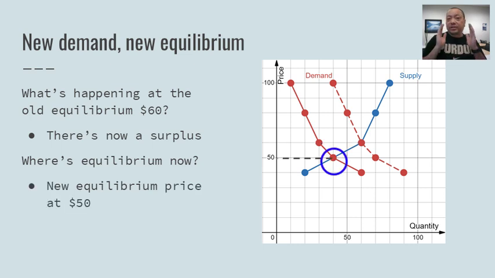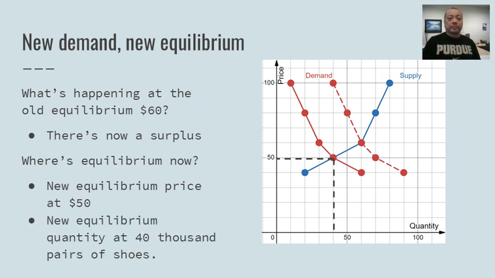Right here is the new equilibrium price. It's where the new demand intersects the supply. The price there is $50. And the quantity there is the equilibrium quantity. It's 40,000 pairs of shoes. Are we good? All right, here's the economics rule related to this.